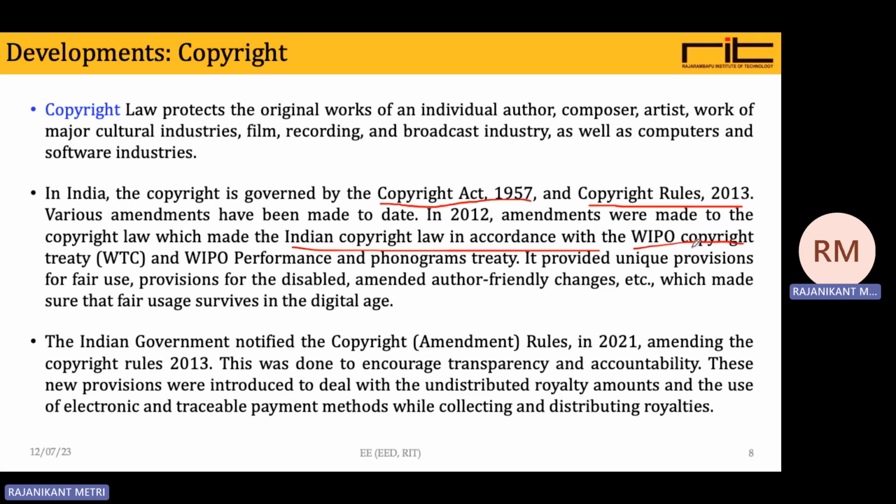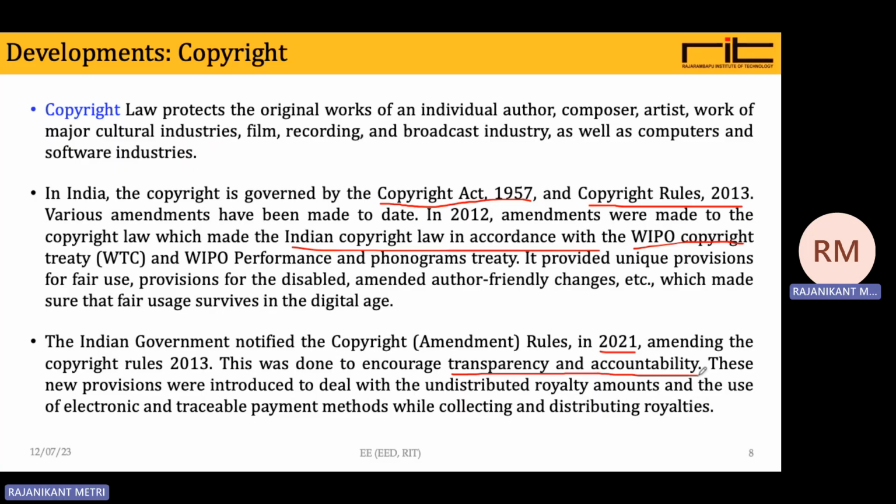The Indian government notified the Copyright Amendment Rules in 2021, amending the Copyright Rules 2013, and this was done to encourage transparency and accountability. So it helps in the transparency as well as accountability of the particular work done by some author or composer or any person.